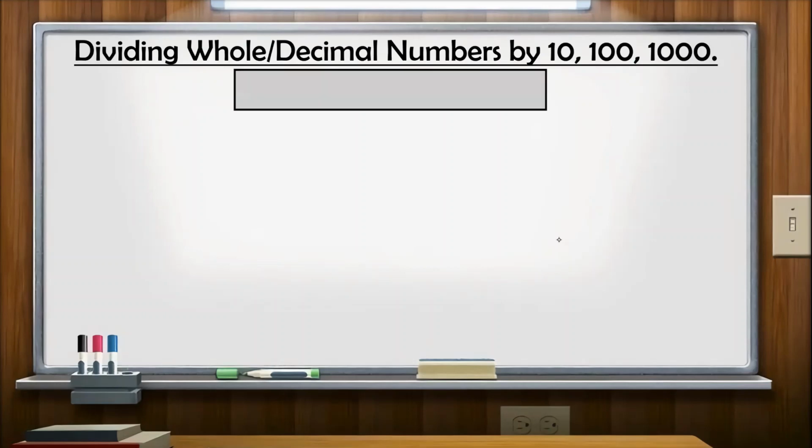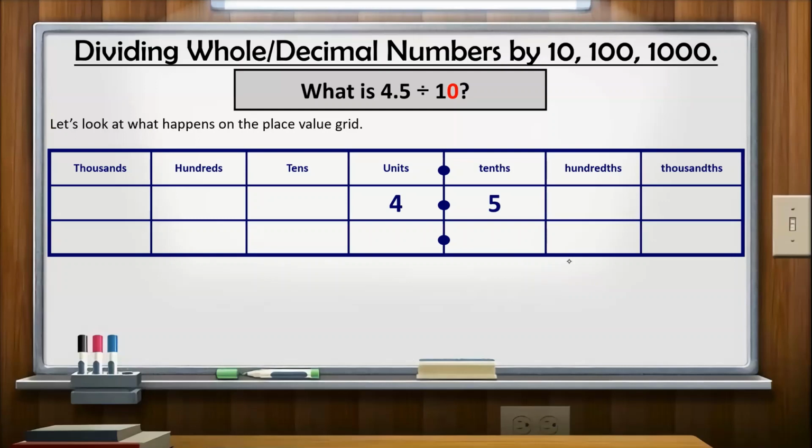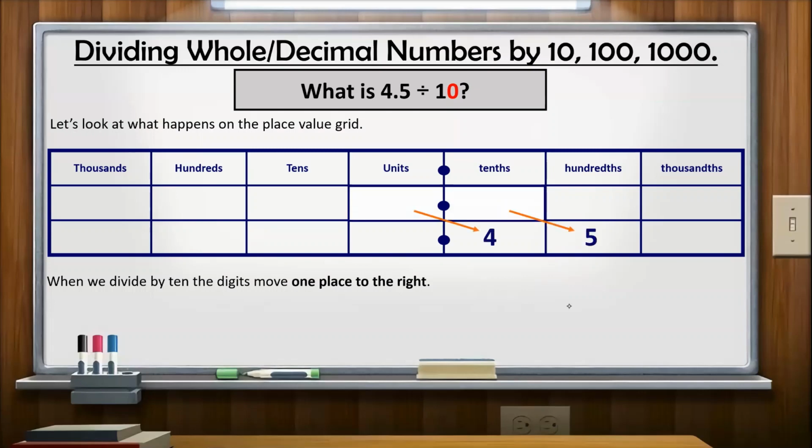So let's get started. Example 1, 4.5 divided by 10. I will firstly place the number being divided in my place value grid. Once this is done, I am now going to divide it by 10. When we are dividing by 10, the digits move one place to the right. So in this case, the 5 has moved from the tenths column to the hundredths column, and the 4 has moved from the units column to the tenths column. As you can see, the decimal place did not move, and it was the numbers that did all the moving.